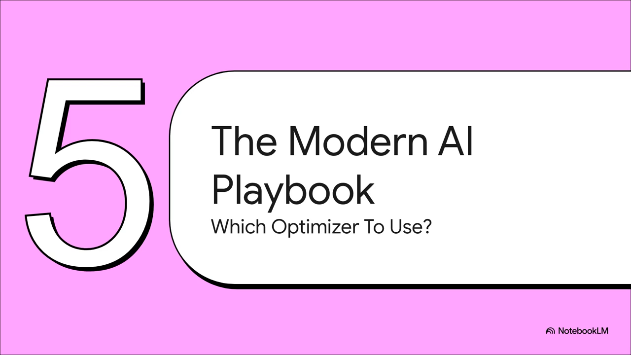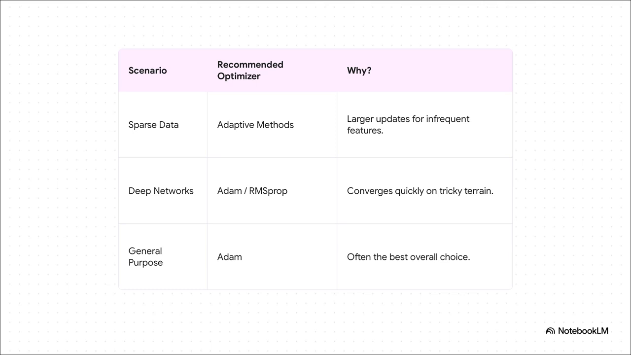Okay, we've covered the hiker, the optimizer, and we've covered the map, the loss function. So let's bring this all together into something practical. With all these different choices, which optimizer should you actually use for your project? So, here's a little cheat sheet. If you're working with really sparse data, where some of your features almost never show up, something like Adagrad is a fantastic choice. For most really deep and complex neural networks, Adam or RMSprop are going to be your go-to. They converge fast, and they're just fantastic at handling all that tricky terrain we talked about.